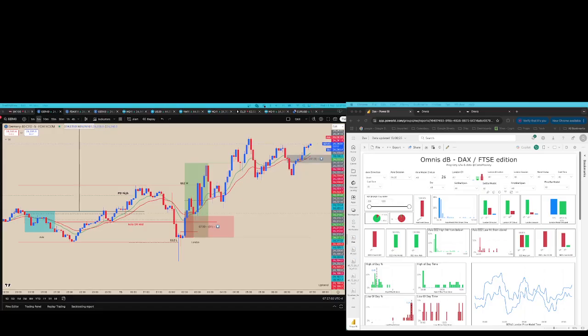I want to talk about DAX, my trading, and OmniDB from this morning. So let's get to it. You can see on the screen we have the DAX chart. We have it up to date to where it is right now.